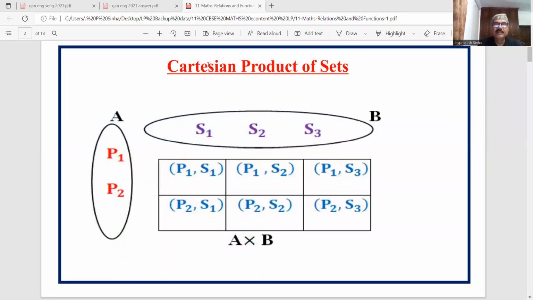Hello students, in this class we are going to learn about functions, relations and functions. So we'll start from the beginning. First of all, we'll learn what is Cartesian product of sets.